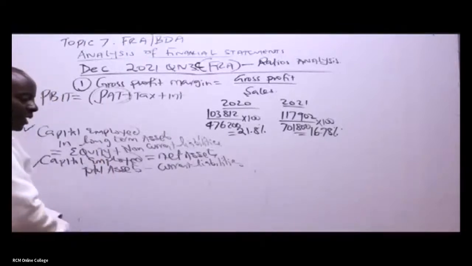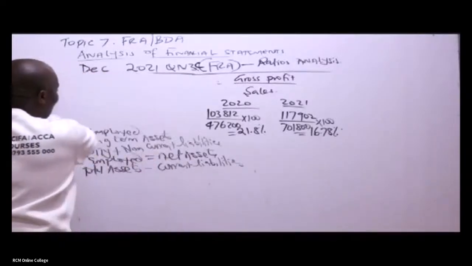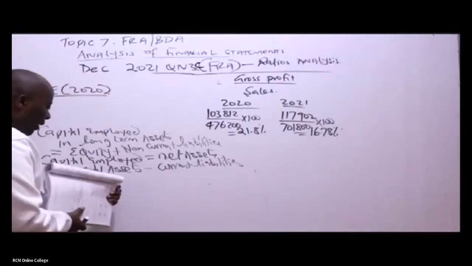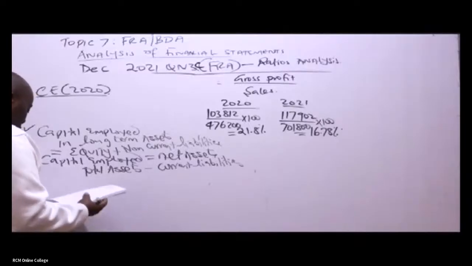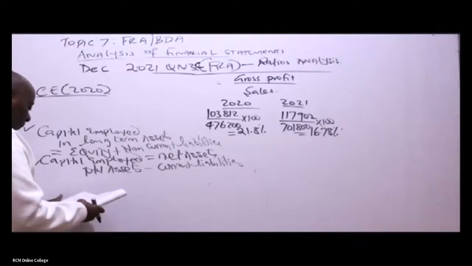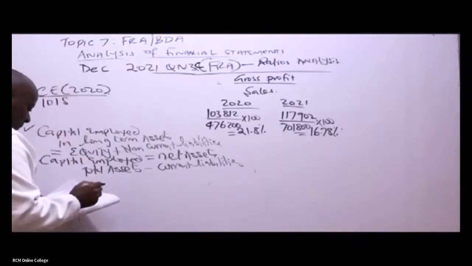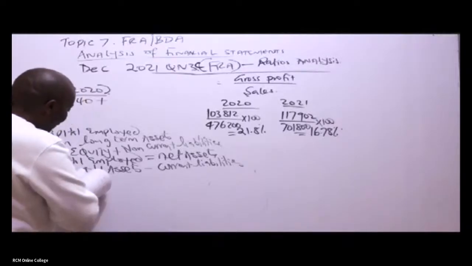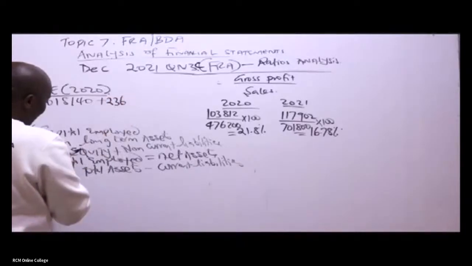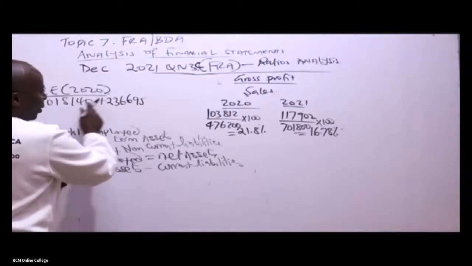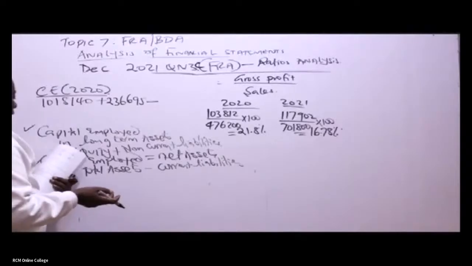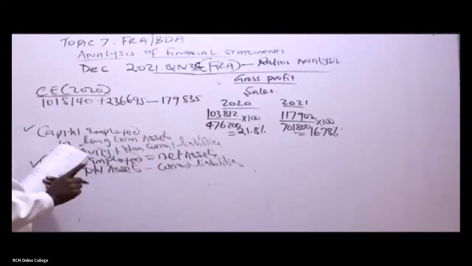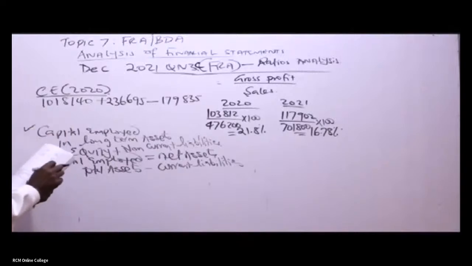And for the year 2020, I have to make work easier for you. Are you able to give me CE, capital employed, for the year 2020? How do we get our total assets? It's very easy. First of all, non-current assets are 1,018,140. Plus, we have other assets called current assets, and the current assets for 2020 are 236,695. So these are total assets. We take away the current liabilities, which are 179,835. That way you will have gotten your capital employed for 2020.